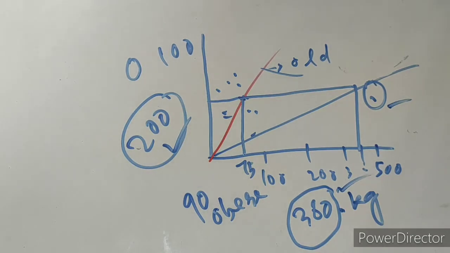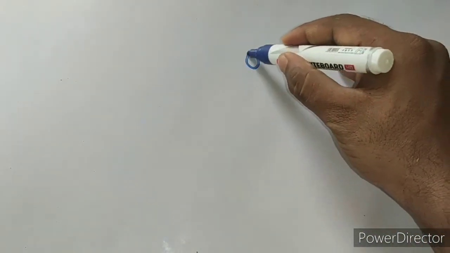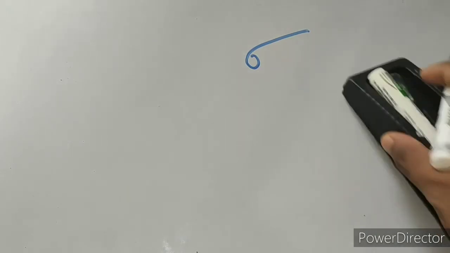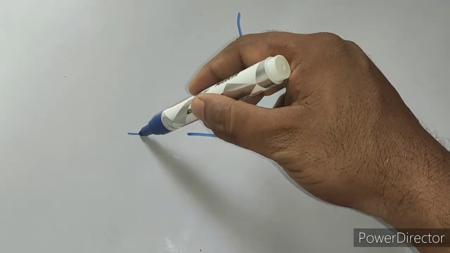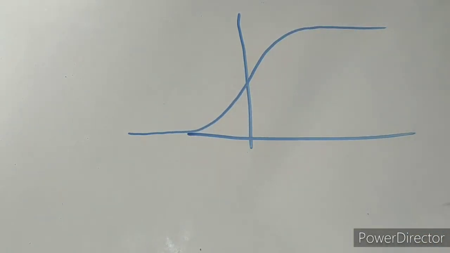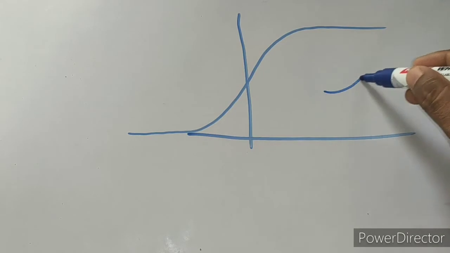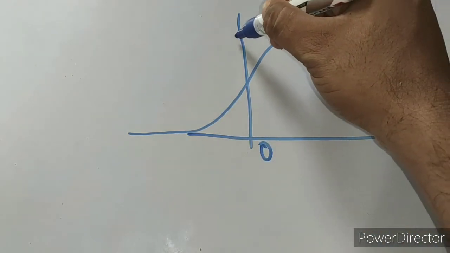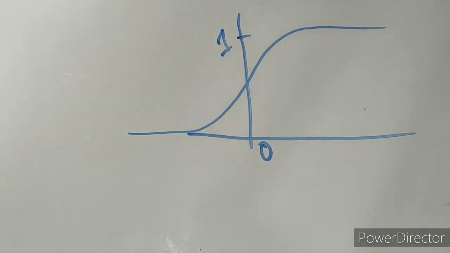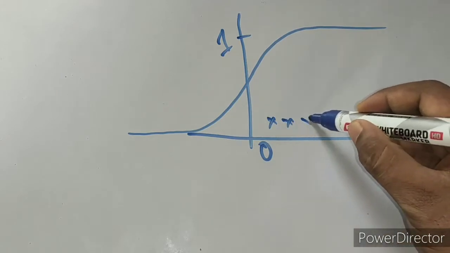So I can explain the sigmoid function and how it works. What is the sigmoid function? The sigmoid function is something like this, and the representation is something like this curve, known as the sigmoid curve or sigmoid function, and the range is between 0 and 1. Because if we see the data set, the data set would be like this.